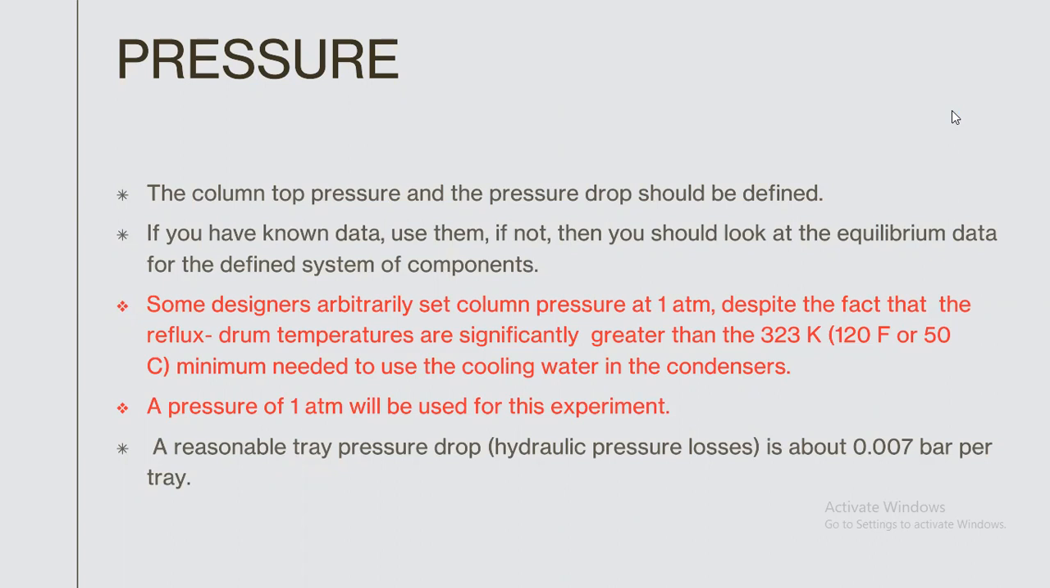specifications. Some designers set the column pressure to 1 atmosphere, despite the fact that the reflux drum temperatures are significantly greater than the 323 Kelvin minimum needed to use the cooling water in the condensers. So if you are to use water, you need a minimum of 50 degrees Celsius. So it's advisable not just to choose your pressure as 1 atmosphere, but decrease it to the point whereby you can still use your cooling water as the cooling source, or as the heat sink.